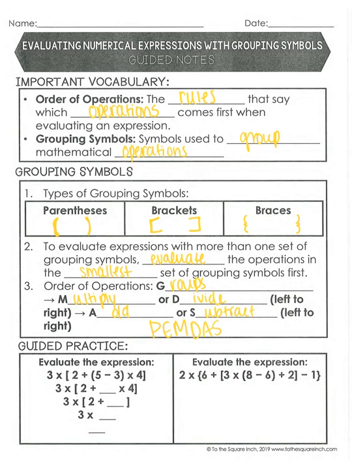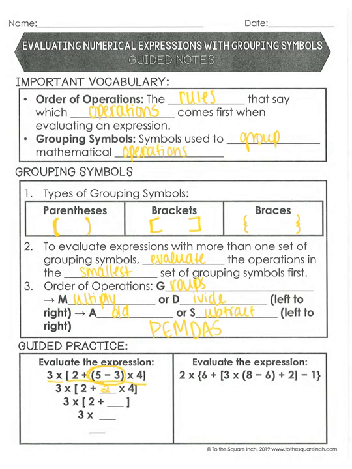Okay, so when I say use the smallest group first, in this first one down here, I have 3 times, and then in brackets, 2 plus, in parentheses, 5 minus 3 times 4, right? So the smallest set of groups here is those parentheses. The first thing I'm going to do is solve what's in the parentheses and leave everything else the same. So just 5 minus 3 is 2, and everything else stays the same.